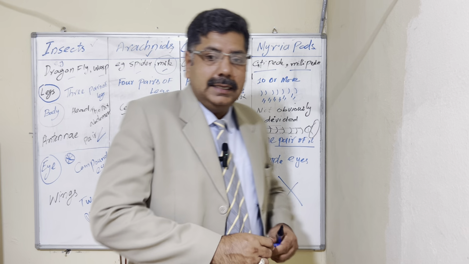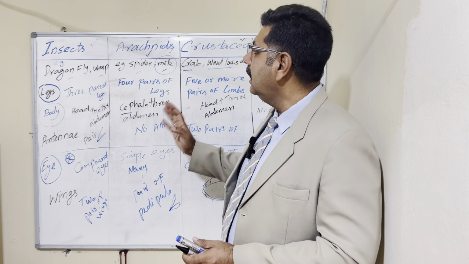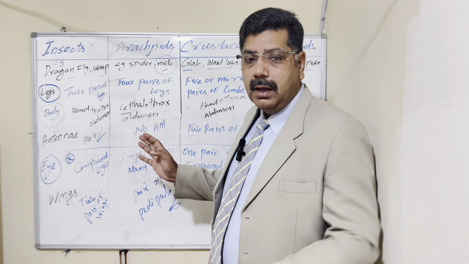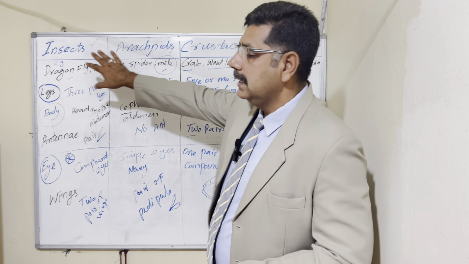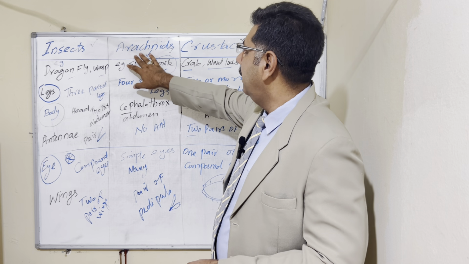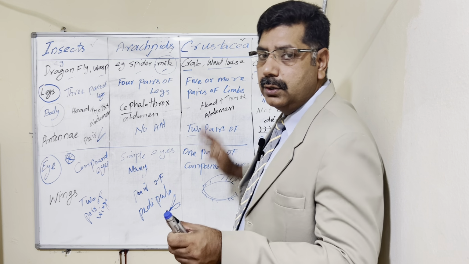So that was the invertebrates, and among invertebrates we were talking about the arthropods, and arthropods have classes: insects, arachnids, crustacea, and myriapods. Thank you very much.